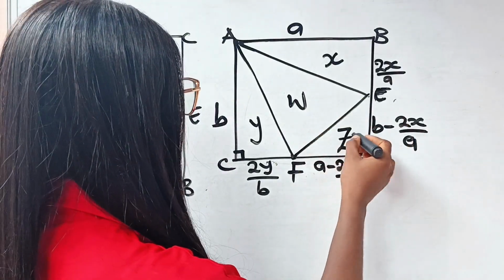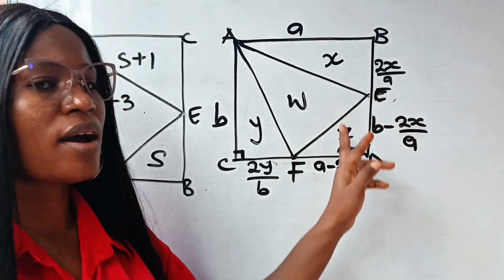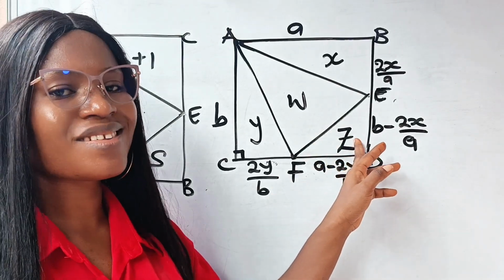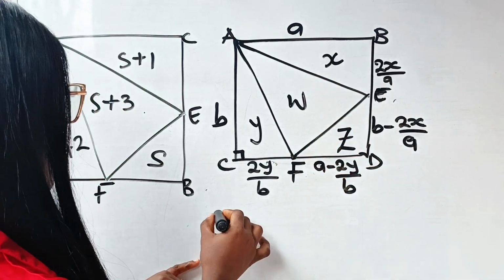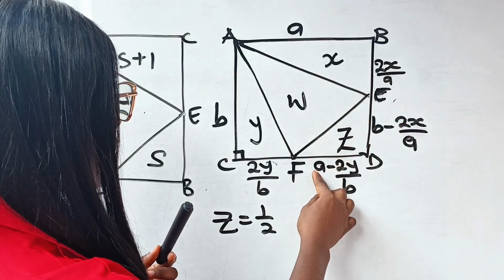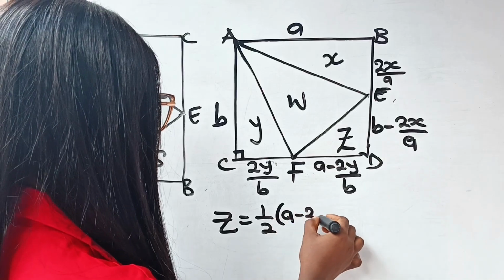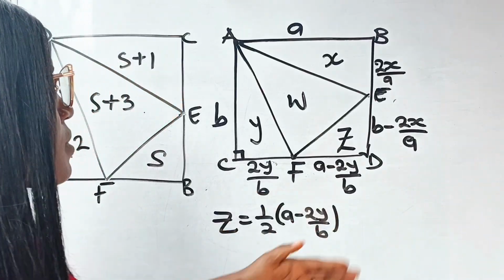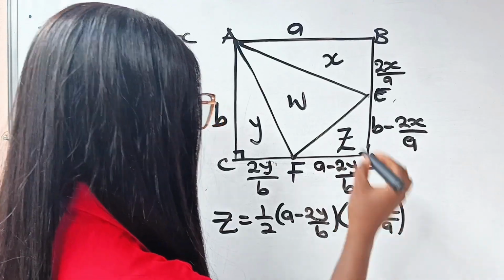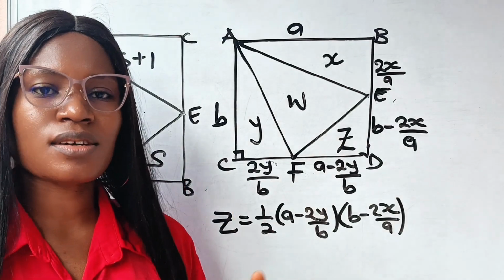Now, remember that this is Z, okay? So this Z being the area of this particular triangle, if I should solve this using the formula for finding the area of a triangle, we can see that Z is equal to half. Now the base of this triangle is a minus 2y over b, right? So half bracket a minus 2y over b times the height, and the height is b minus 2x over a. Okay, I think this is all we need to prove this particular formula that I just stated.